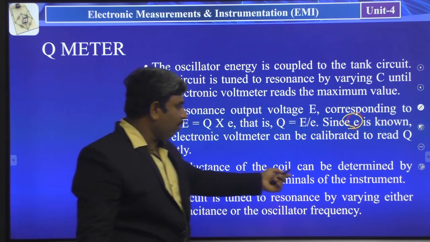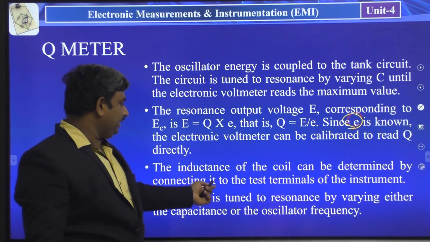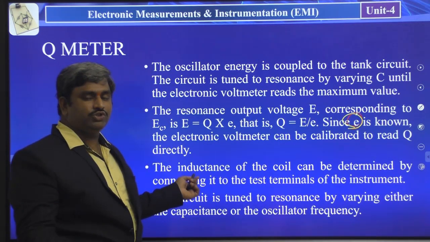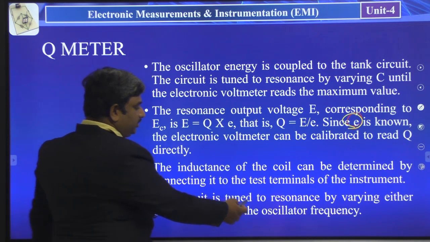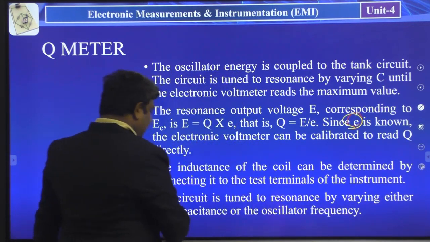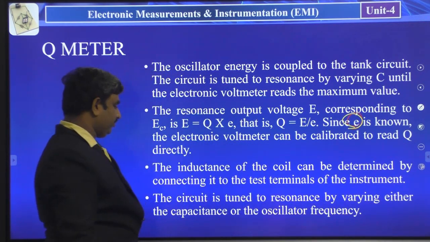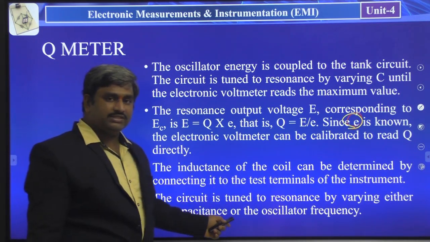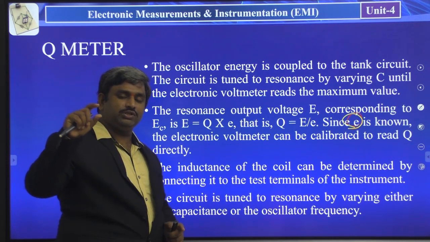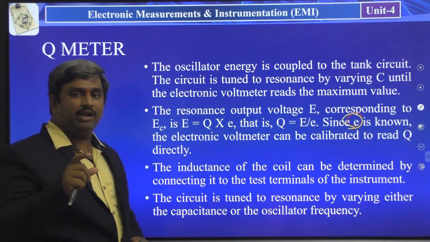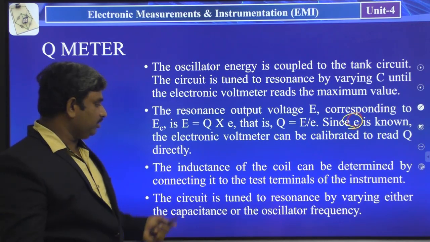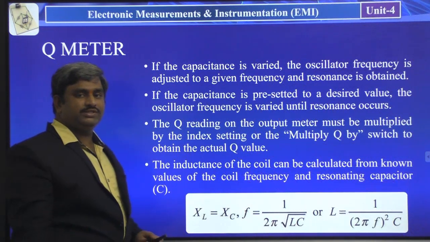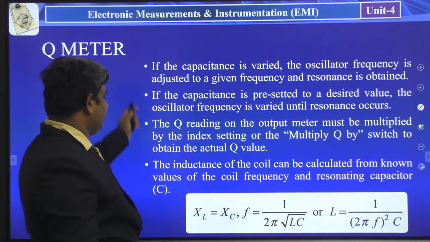The inductance of the coil can be determined by connecting it to the test terminals of the instrument. So from the test terminals of the instrument, we are measuring the inductance. The circuit is tuned to resonance by varying either the capacitance or the oscillator frequency. By adjusting the oscillator we can tune the frequency, and by varying the oscillator frequency we can bring it to the resonance state.